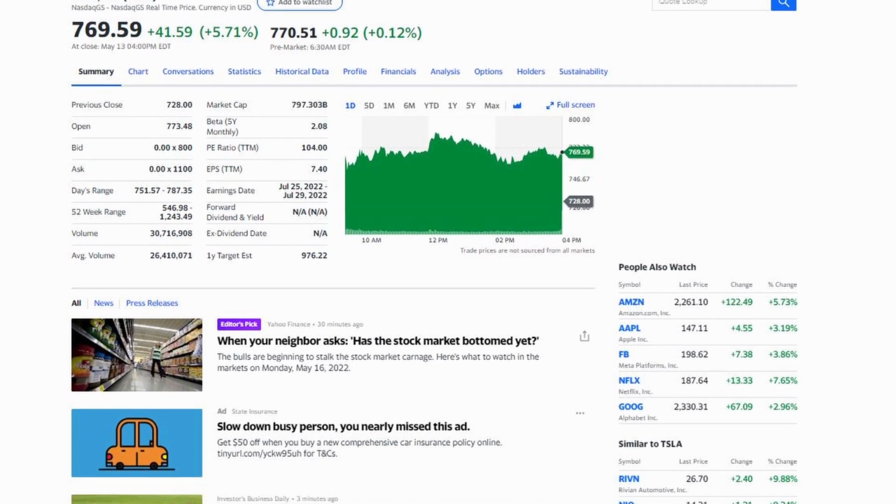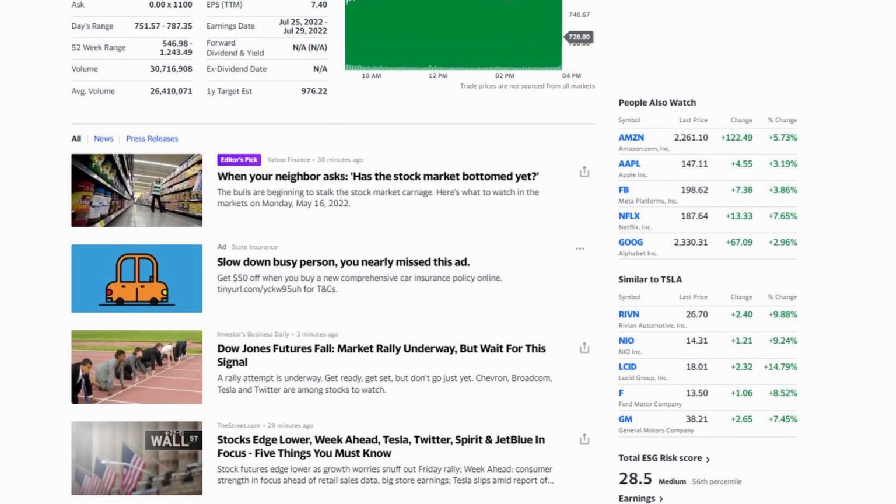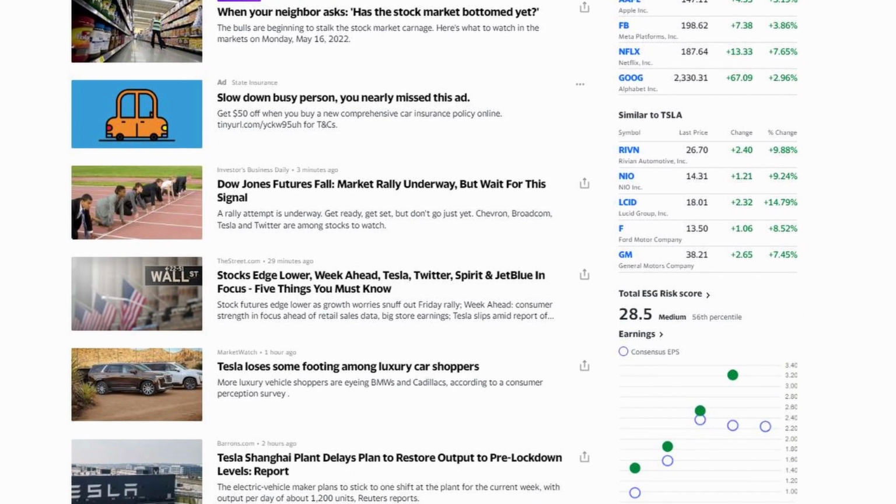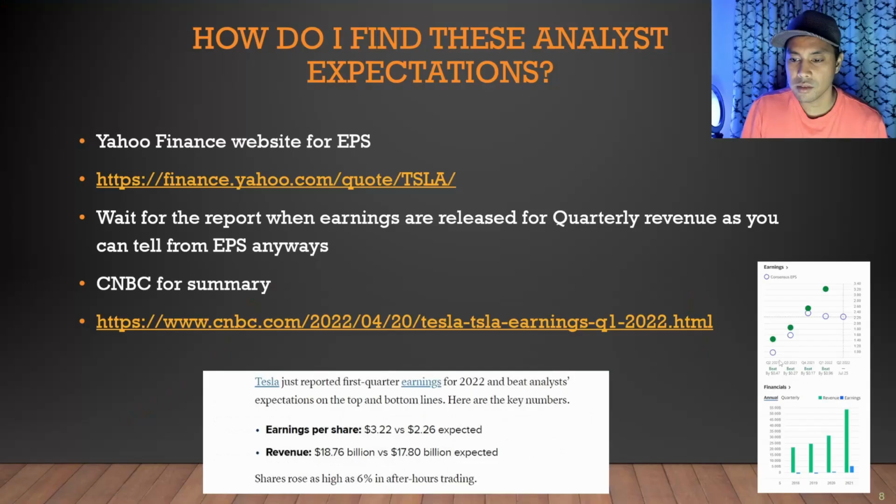The first one is EPS, and I just basically use Yahoo Finance. The EPS expectations can be seen here, and this white dot indicates what the analysts were expecting. Here you can see that the company has beaten it previously, and if you want to know when the next one is, it's July 25th, and you can see it's about $2.25 to $2.30, I can't quite see.